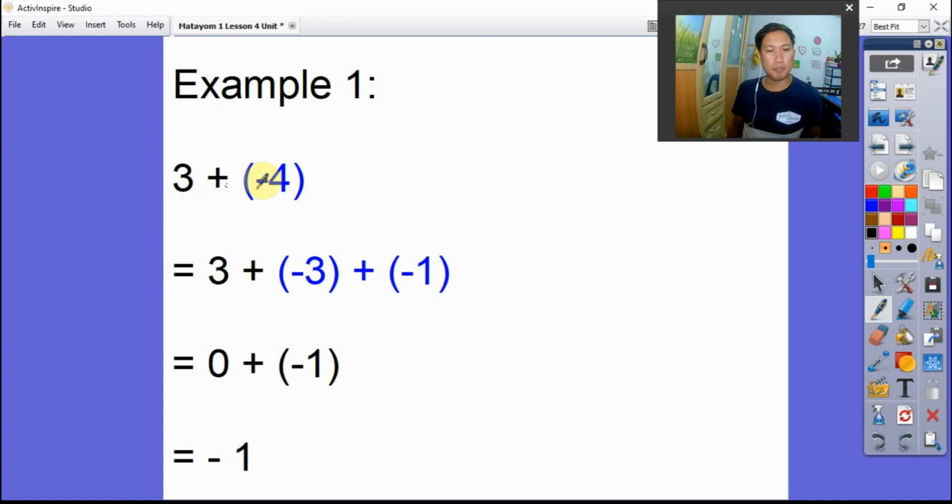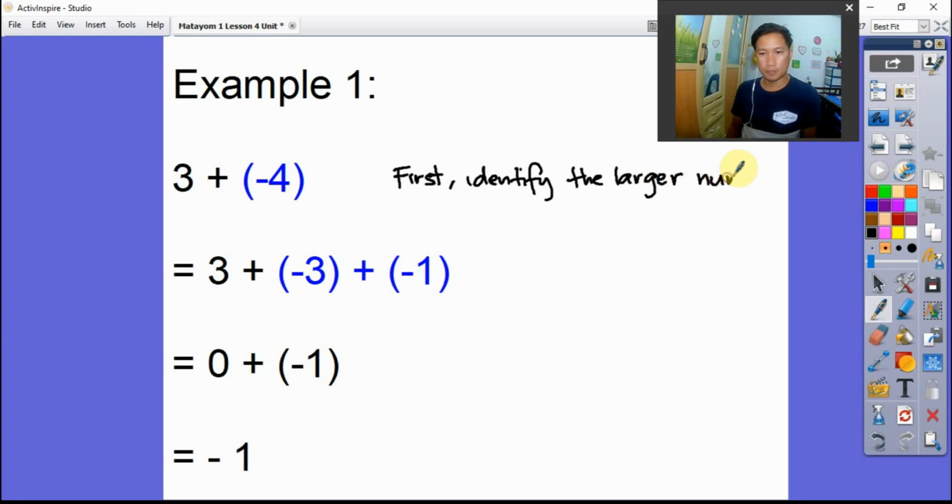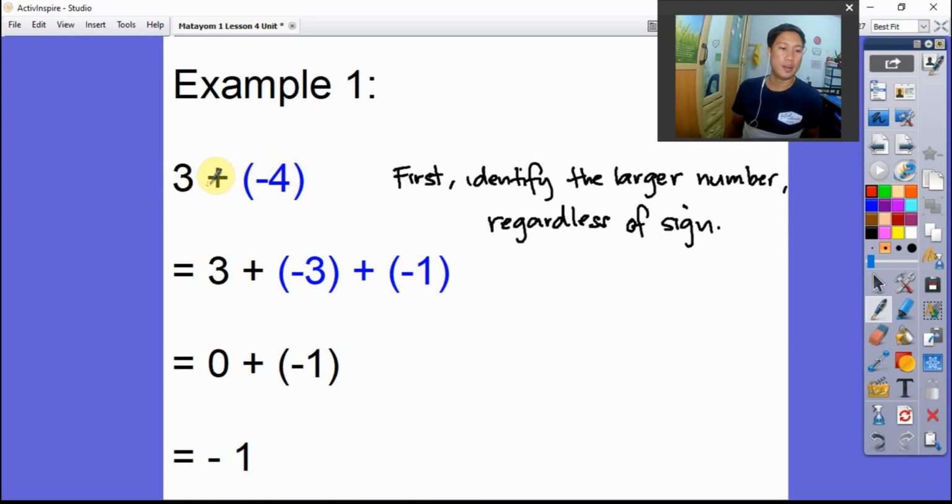Now, we have 3 plus negative 4. What you need to do is first identify the larger number, regardless of sign. Now we have to look at which one here has a bigger number. We learned already that 3 is bigger than negative 4, but for today's lesson, for adding or subtracting integers, you have to figure out which one has a bigger number regardless of its sign.